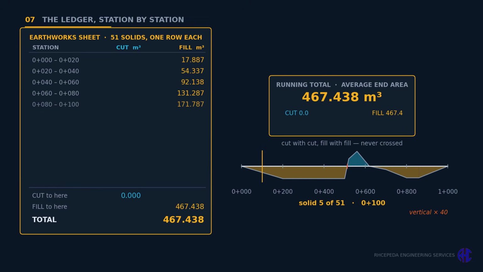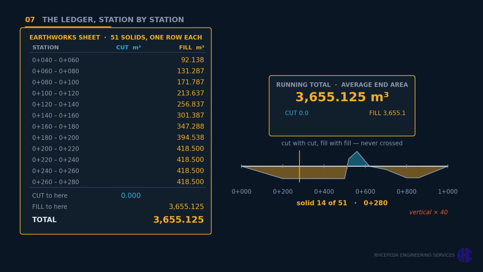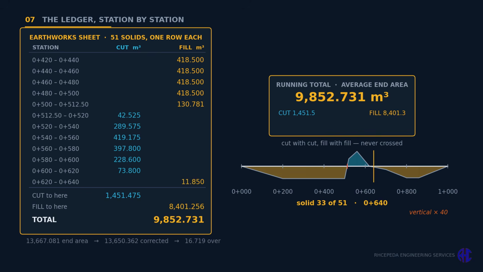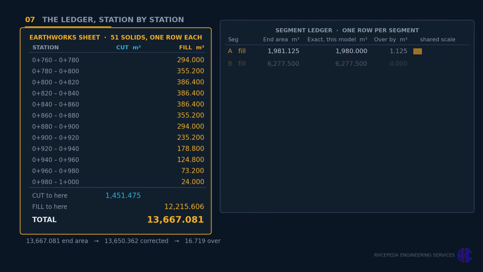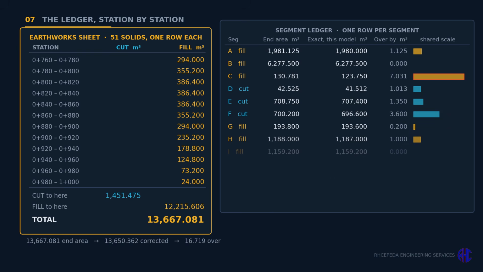51 solids, cut with cut, fill with fill. End areas, 13,667. Corrected, 13,650. 16.7 cubic meters over a kilometre.